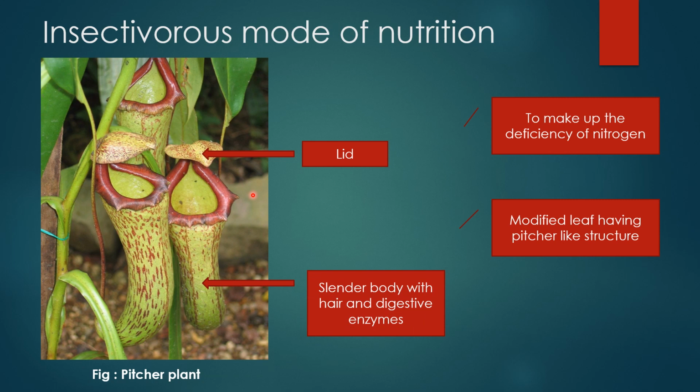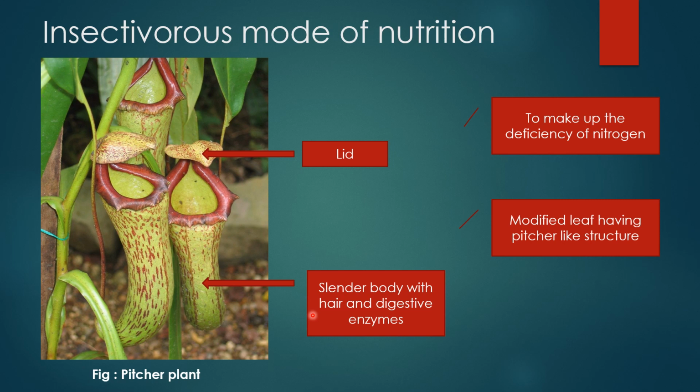And the next one is the slender body, which is covered with hair. That means their inner surface is covered with hair, and it also carries many types of digestive enzymes. So what happens? At first the insects are attracted by this structure, and when they reach this peripheral portion, they skid into this slender structure, and then the lid closes. By the secretion of these digestive enzymes, the insect dissolves slowly in the slender body, and then the plant absorbs the nutrients. So in this way, the insectivorous plants take their nutrients, or rather the nitrogenous nutrients, from the insects.